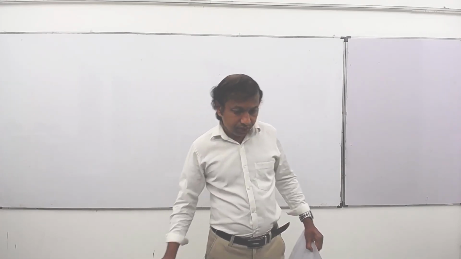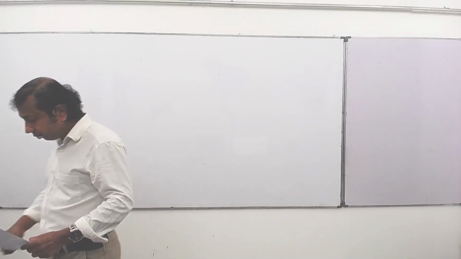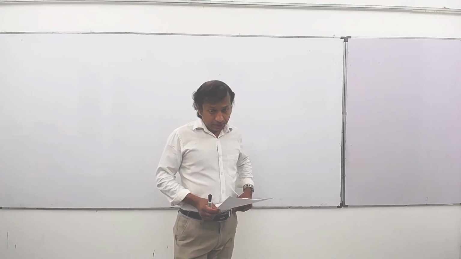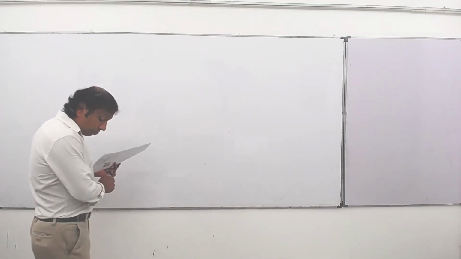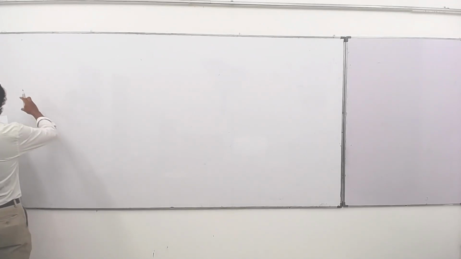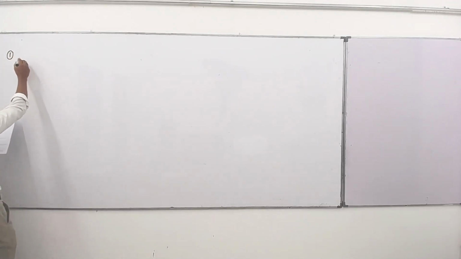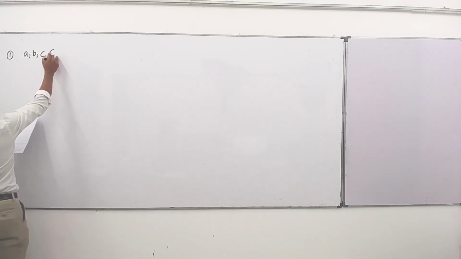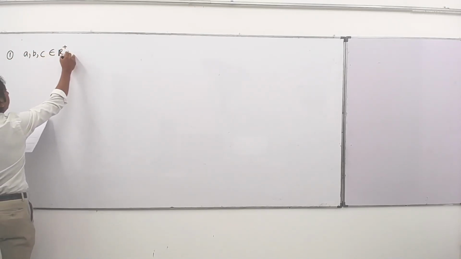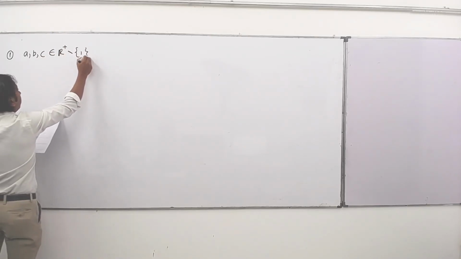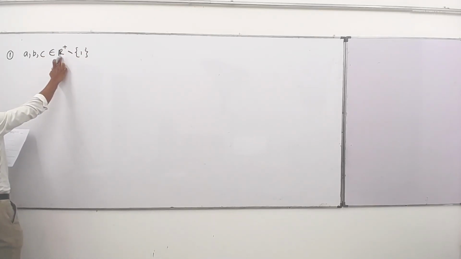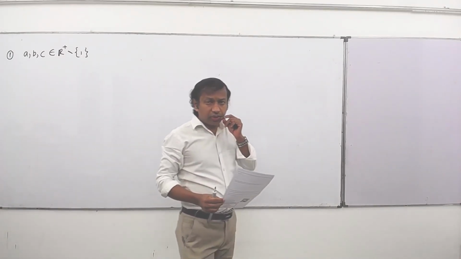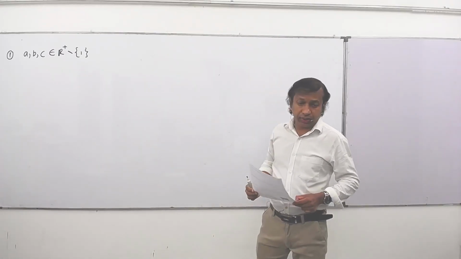Okay, the first question is question number 1, the logarithm part. That question gives something like this: A, B and C are positive real numbers excluding 1. This is what this means. From the set of positive real numbers, this 1 is removed. Then the rest positive real numbers only this ABC can take. That's the meaning of that.